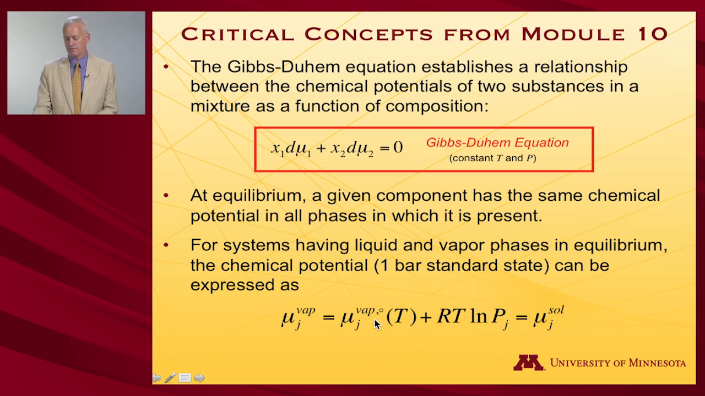If it's less, this number will be below 1, and your chemical potential will go down. If it's more, it goes up. Right? And that should sort of make sense, right? As we increase the pressure on a gas, its free energy goes up. As we decrease it, it goes down.